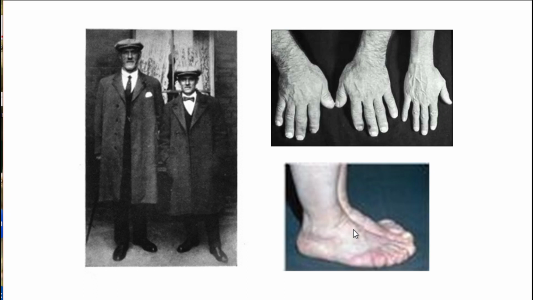A classic story in older patients who would have acromegaly would be that you'd have an adult whose shoe size increases, as well as hat size increases because of the thickening of the bone in the skull.